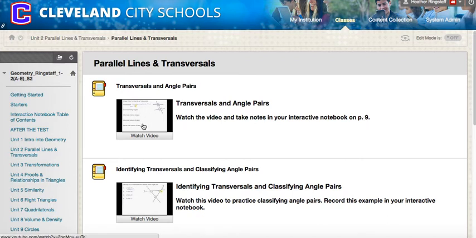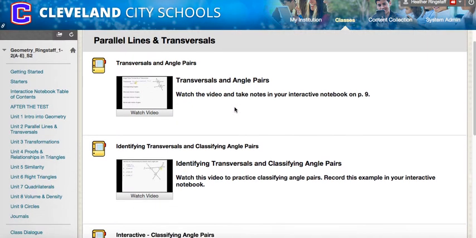So it's basically just this page, and it's a guy talking. It's about 8 minutes long, and he's just going through the different types of names of the angles that are formed by a transversal. So you'll listen to that video with your earbuds, and I do have extras, just ask the substitute teacher for those, and take notes on page 9. So copy this picture down and write down everything.